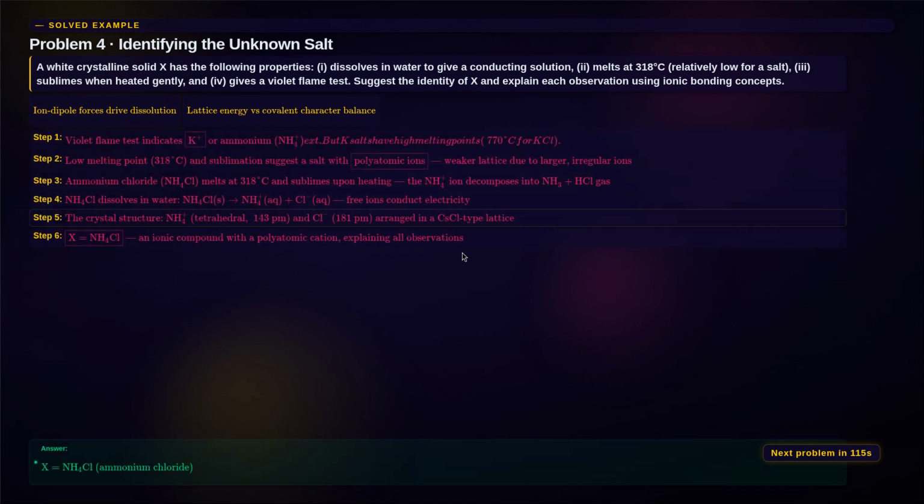Problem 4. An unknown element in period 3 has a smaller atomic radius than silicon but larger than chlorine. Its first ionization energy is higher than aluminum but lower than silicon. Identify the element.